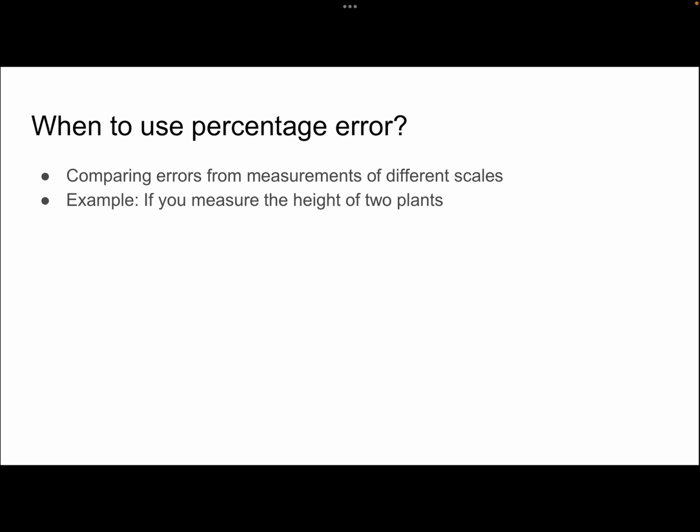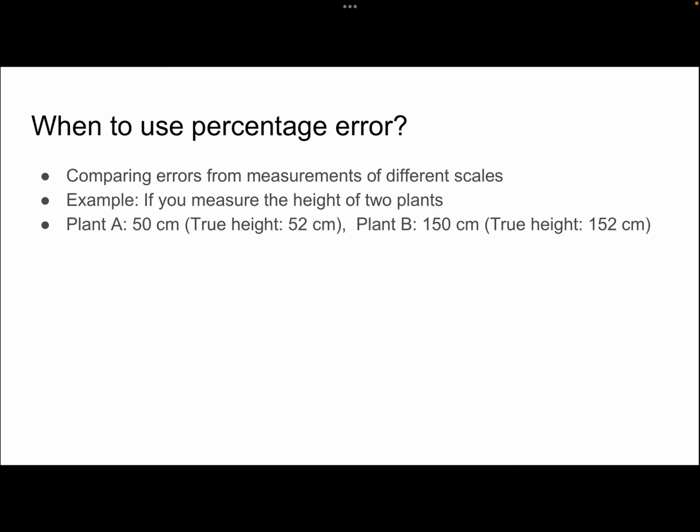Now let's say we're looking at the comparison between the heights of two plants. Let's call them plant A and plant B. I'm just going to come up with random numbers, but these numbers are made up so that you see why percentage error is so much more critical than the absolute error in this case.